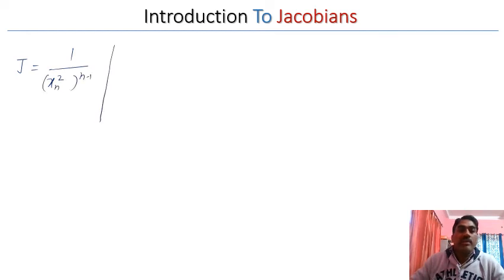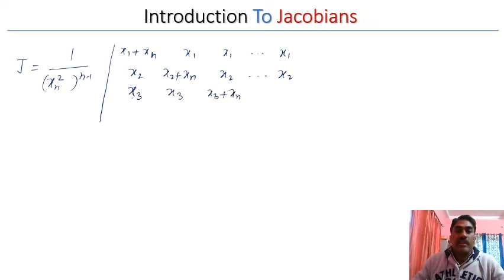What are the remaining entries? That are x1 plus xn, then x1, x1, x1, then x2, x2 plus xn, x2 and x2, and in this fashion, let me write one more row, x3, x3, x3 plus xn, and x3. Similarly, xn minus 1, xn minus 1, xn minus 1, xn minus 1 plus xn, this will be the last entry.